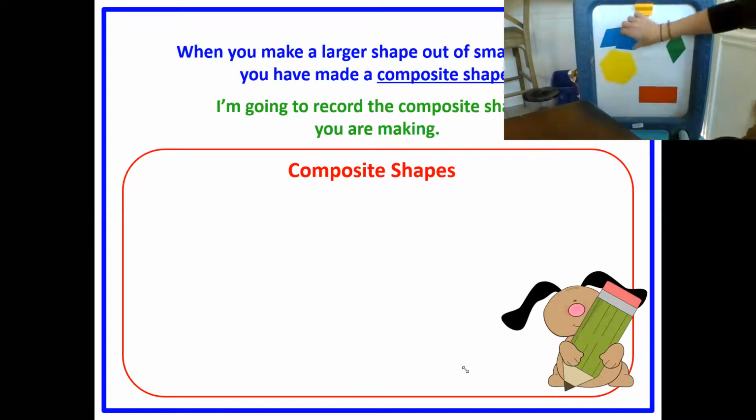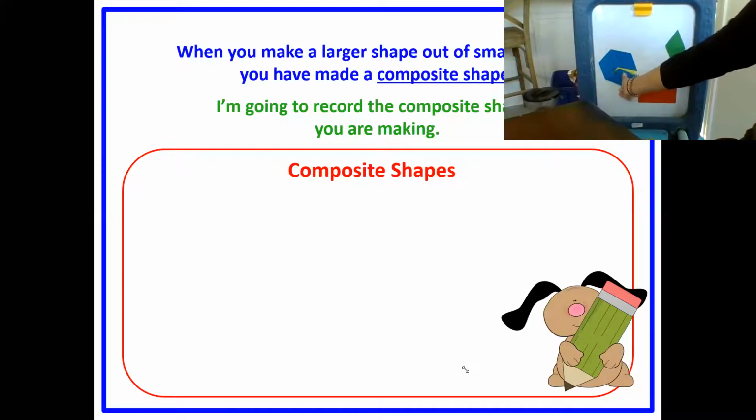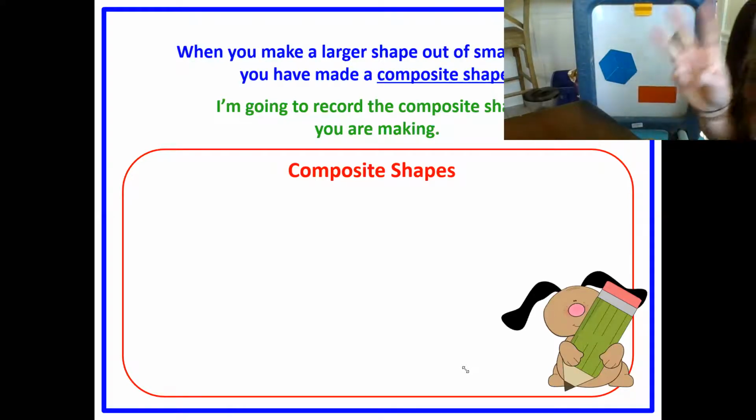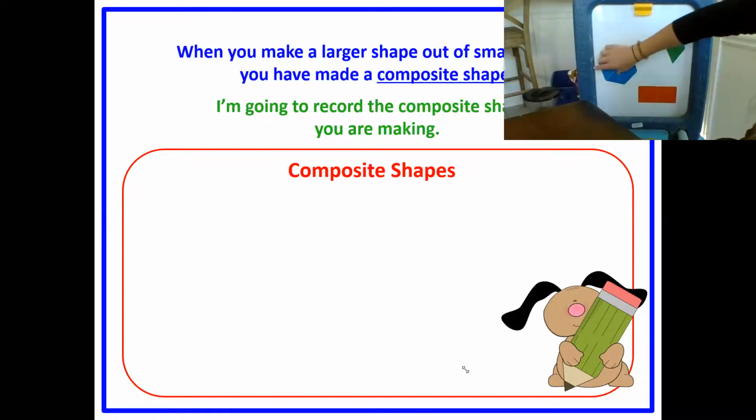Let me put this like this. Let me put it on top of it and see if I can do it. This, and this. Oh, there we go. So I can use 3 rhombuses to make a hexagon now.